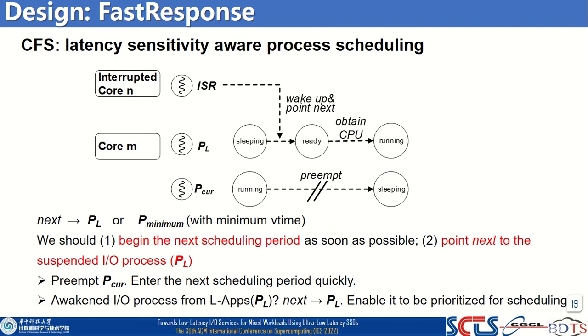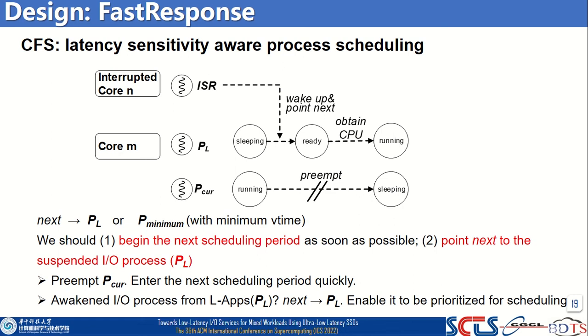Now let's discuss the process scheduling. The process pointed to by the pointer next, or with the minimum wait time, is scheduled first in the next scheduling period. To schedule the suspended critical IO process quickly, we should first begin the next scheduling period as soon as possible. Second, point the next pointer to the suspended IO process.